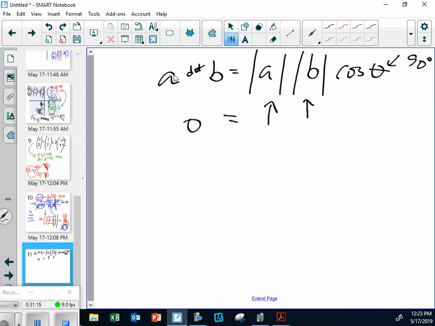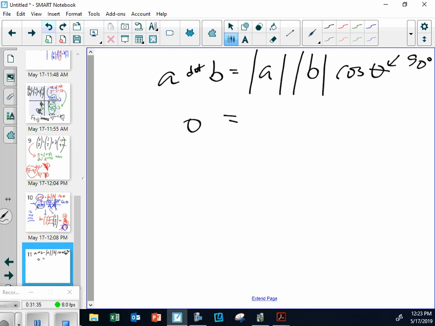90 is 0. In case that's not processing for you, here's 90. Remember how we did these? It would be like, oh, that's 0, 1. And what's cosine of it? Oh, it's 0. So cosine of 90 is 0, which gives you a dot product of 0. Okay, cool. Just a little side note there on that whole 90-degree thing.